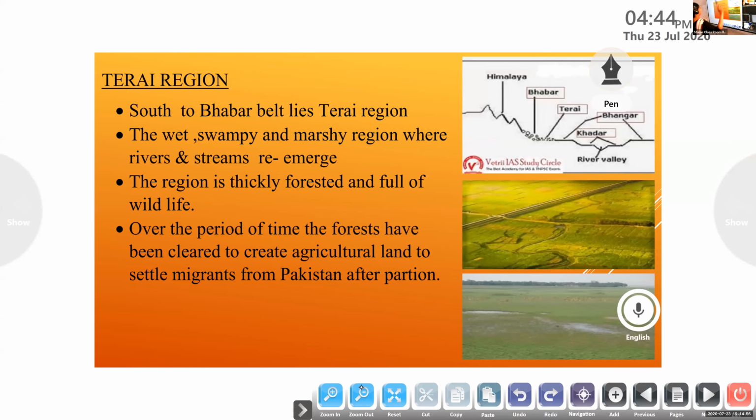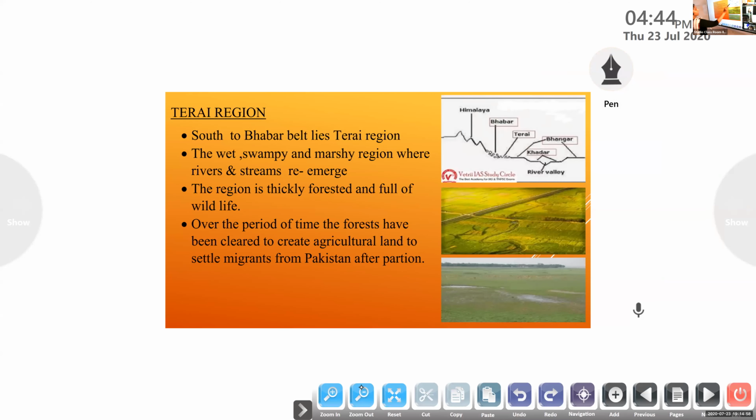This is Tarai region, south to Babar belt. This is a muddy land, full of mud. Wet, swampy and marshy means muddy region. This region is thickly forested and full of wildlife.